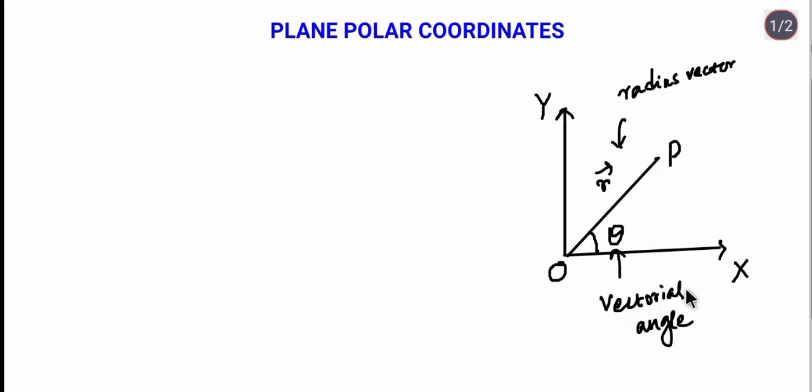Now let's derive the relation between the polar coordinates and the Cartesian coordinates. If x, y is the coordinates of the point P, then let's suppose this is Q, so this distance is our x and PQ is our y. Here x is our distance OQ and y is our PQ.